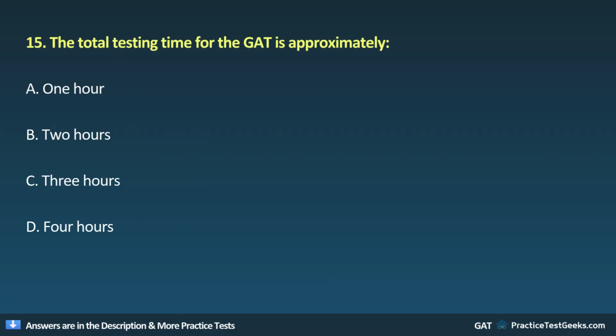15. The total testing time for the GAT is approximately A. 1 hour. B. 2 hours. C. 3 hours. D. 4 hours.